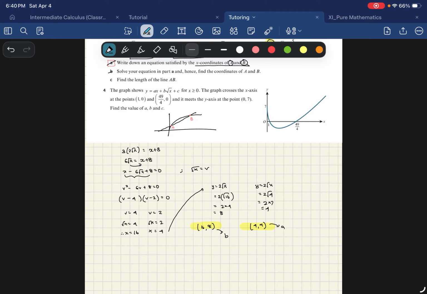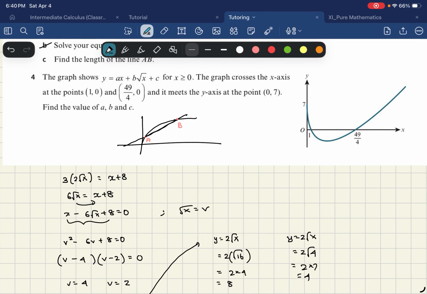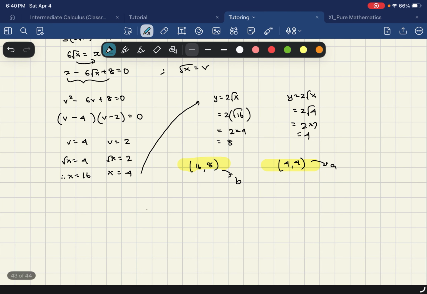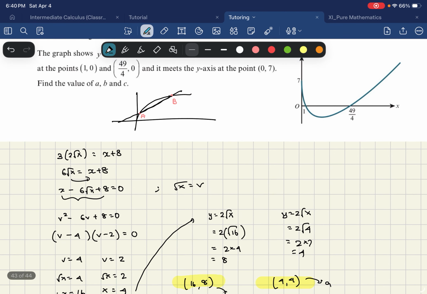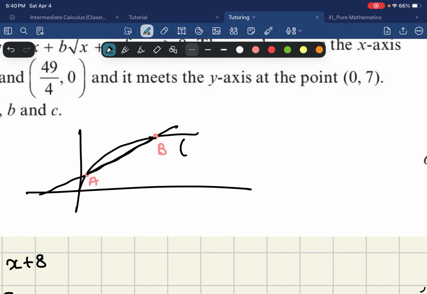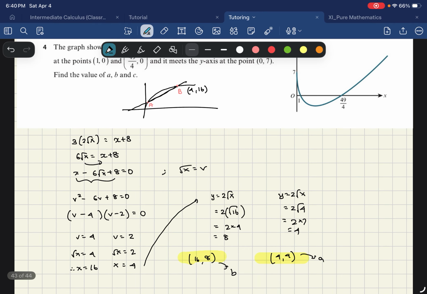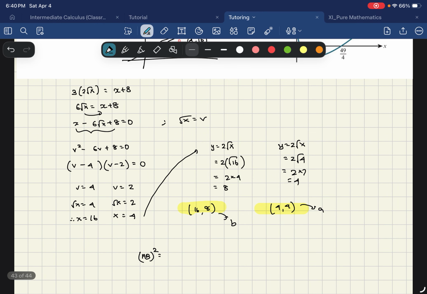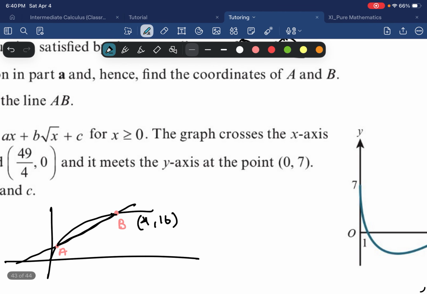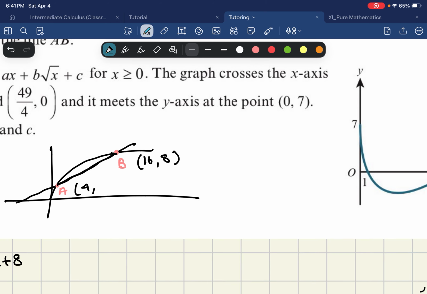And we're done with that part. So it just says find the length of AB. So you want this length. How do you find the length? Well, AB squared. So it's basically you're drawing a right angle triangle again. We know B is just 16 comma 8, my bad, and A is 4 comma 4, right?